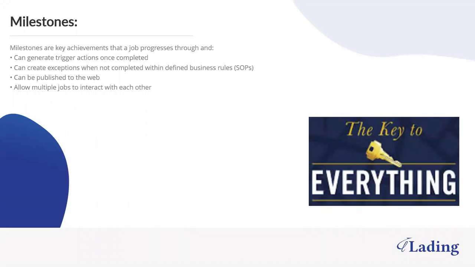We talked a little bit about exceptions. You can create an exception when a milestone is not complete. You can publish these to web tracker. Now, multiple templates are going to affect a job. So for example, a shipment is going to have milestones from both the console and the shipment on it.